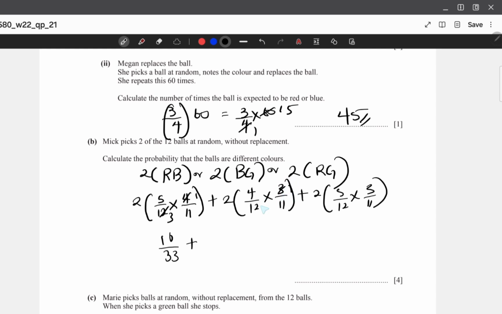Plus 3 here 1, 3 here 4, 4 here 1, 4 here 1. So that is 2 over 11 for this one. Then 3 here 1, 3 here 4, 2 here 1, 2 here 1, 2. That is 5 over 22.